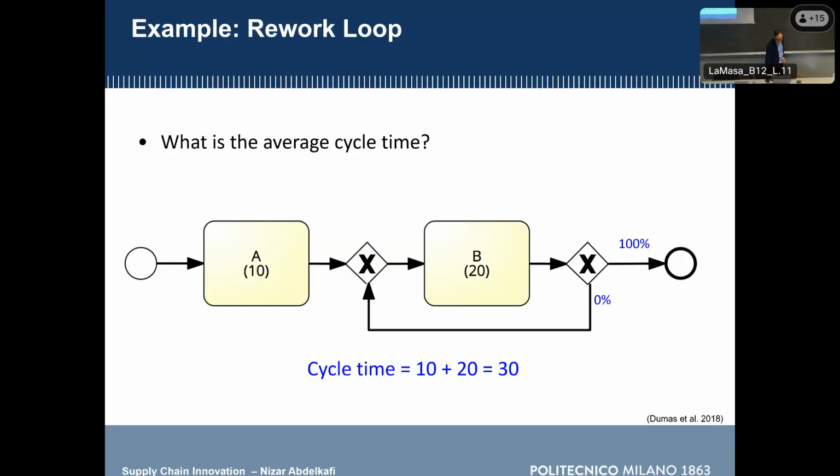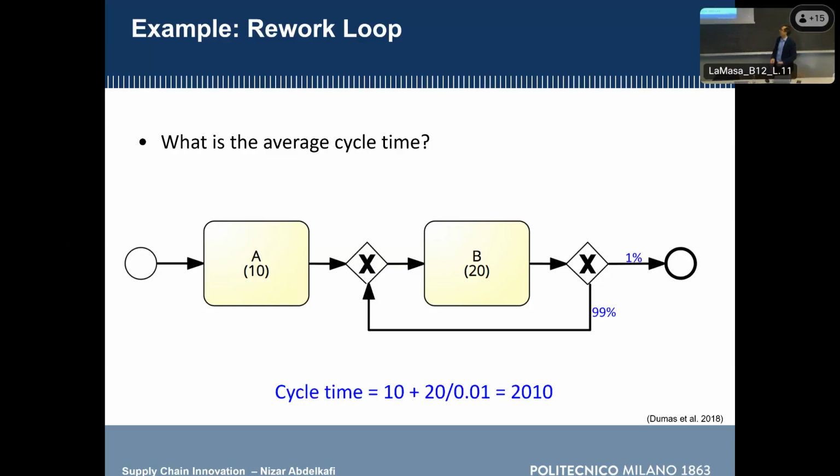But at the time we have, let's say, 1% and 99%. So there is a probability of 1% to go out, and there is a 99% to go through the loop.